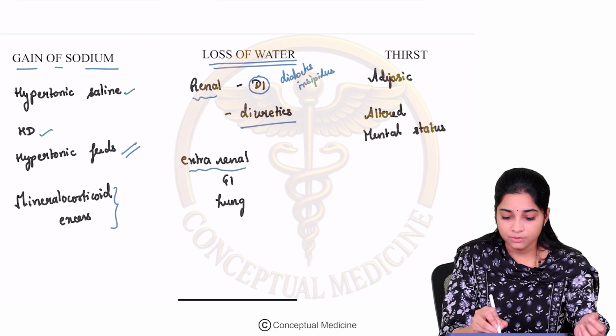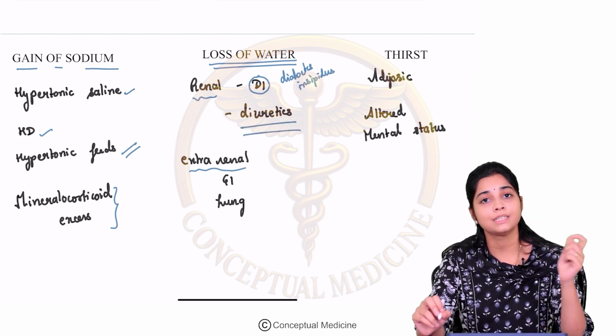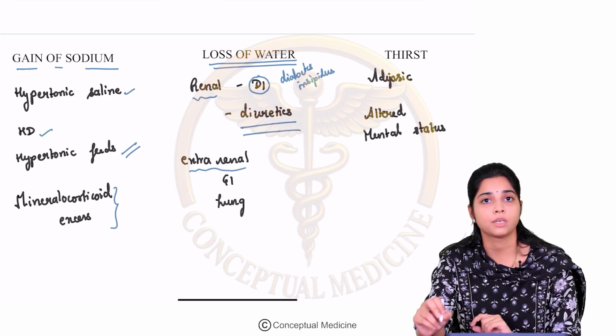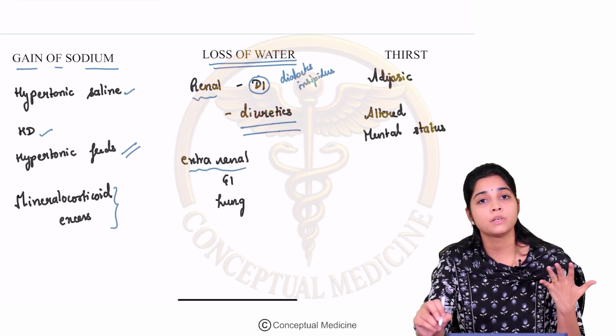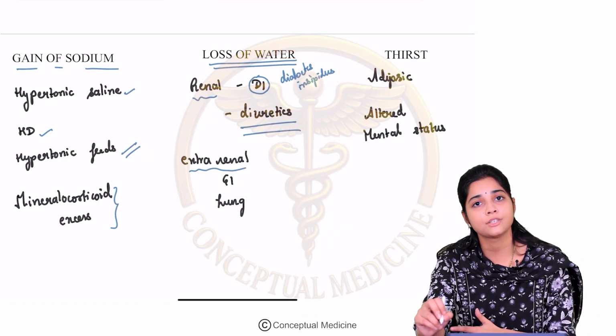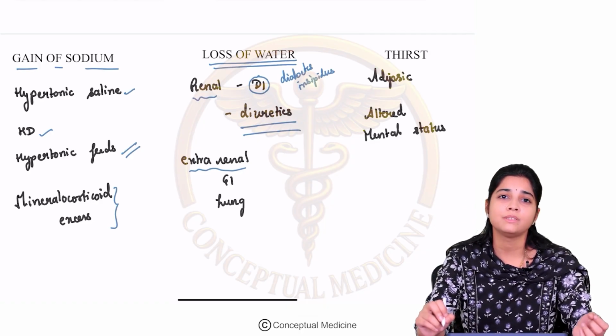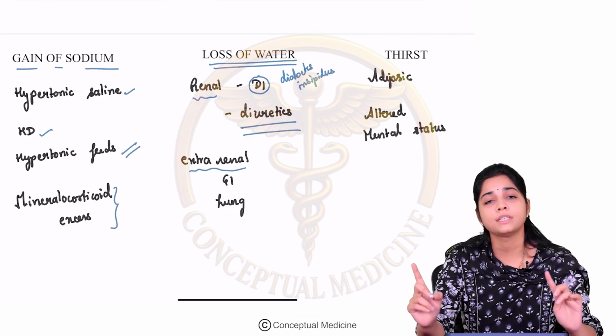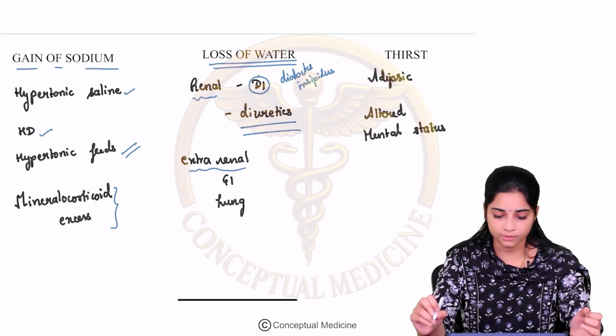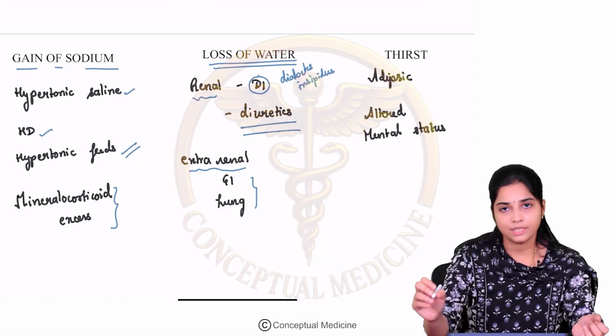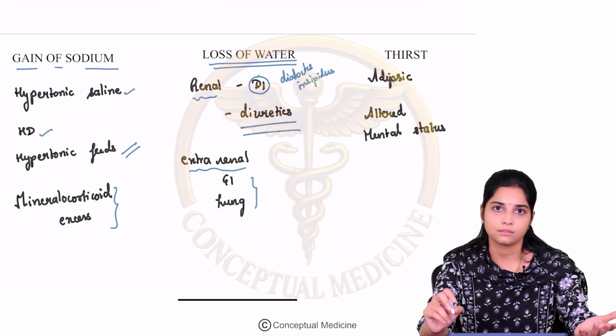Then the use of diuretics. We know that diuretics can cause hyponatremia, but if diuretics are used so much that there is a lot of dehydration, then the patient starts having hypernatremia because of loss of water in excess of the sodium loss. Extrarenal causes can be from the GI tract as well as the lung.